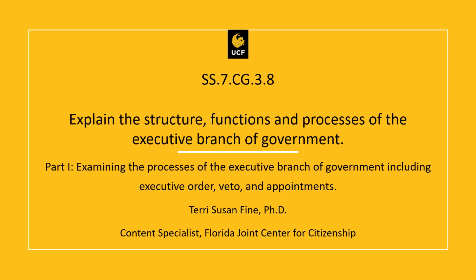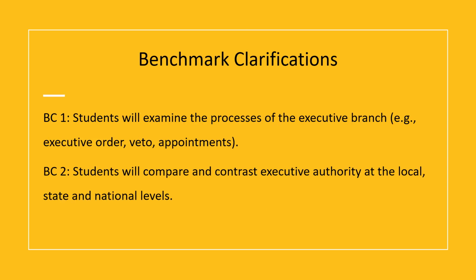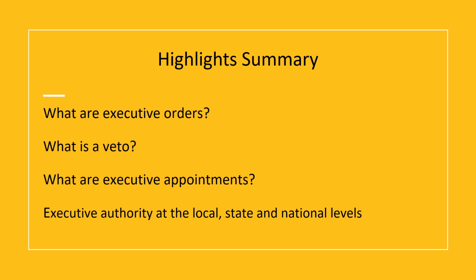Today we focus our attention on CG 3.8, in which we explain the structure, functions, and processes of the executive branch of government. In Part 1, we examine the processes of the executive branch of government, including executive orders, vetoes, and appointments. Benchmark Clarification 1 examines the processes of the executive branch. Benchmark Clarification 2 compares and contrasts executive authority at the local, state, and national levels.